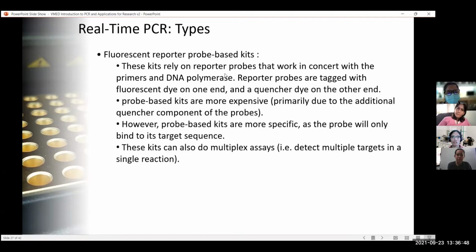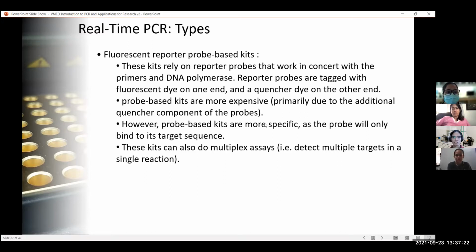Okay, next is the fluorescent reporter probe-based kits, or in short, the probe-based qPCR. These kits rely on reporter probes that work in concert with the primers and DNA polymerase. The probes are tagged with a fluorescent dye and a quencher on the other side. These probe-based kits are relatively more expensive, somewhere between 2 to 3 times more expensive than the SYBR kits. This is primarily due to the additional quencher. These quenchers are usually very expensive, as much as anywhere between 20 to 40,000 pesos per vial. So they are very expensive.